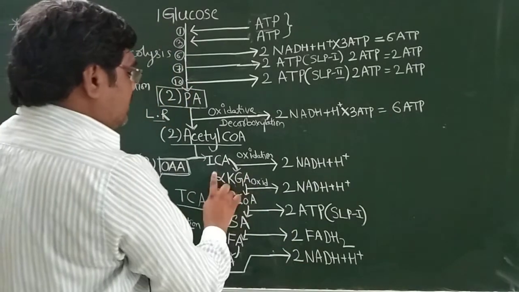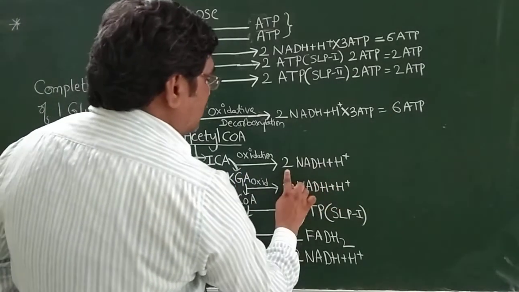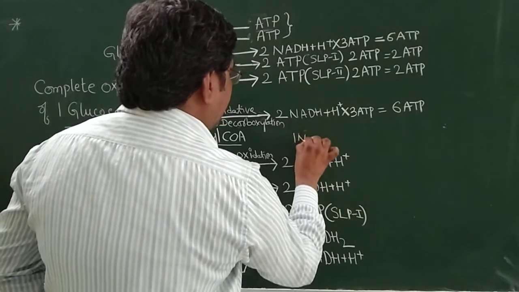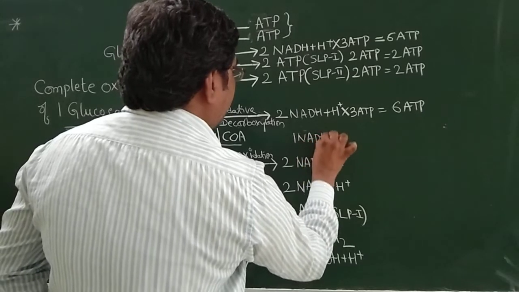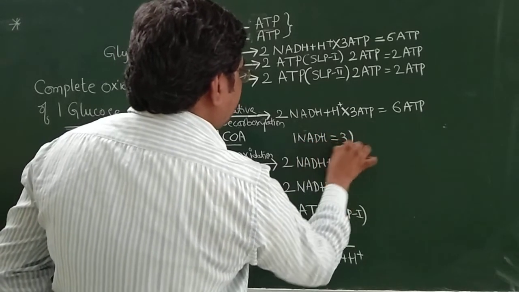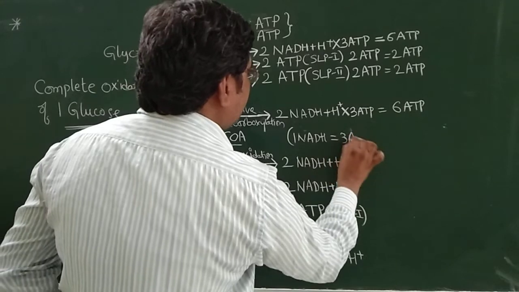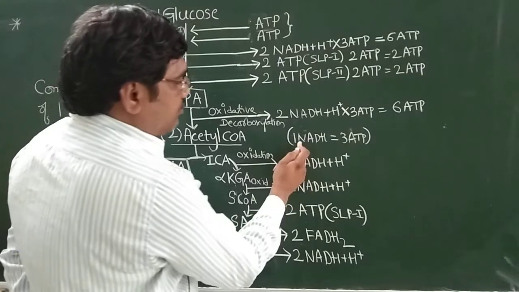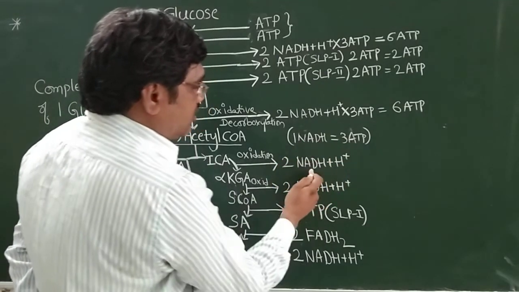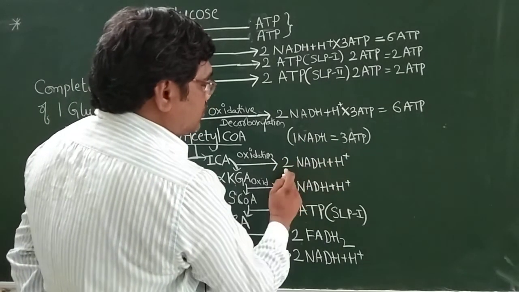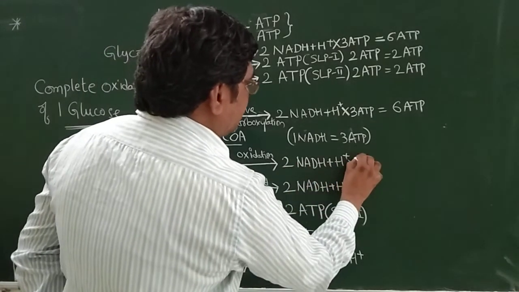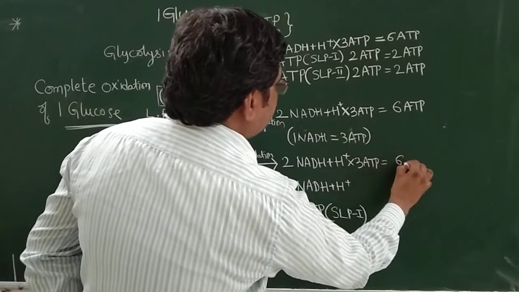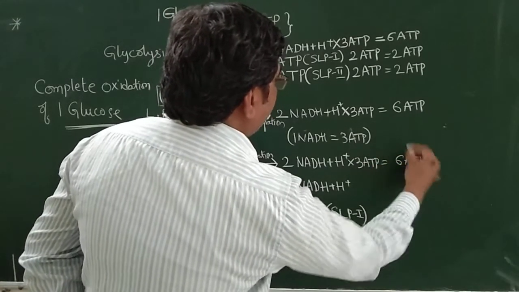So next, during the Krebs cycle, here also 2 NADH2 are produced. 1 NADH is equal to 3 ATPs, according to the NCERT textbook. Now, 1 NADH equal to 3 ATPs. Here how many NADH2 are produced? 2 molecules. Then 2 into 3 ATPs equal to 6 ATP molecules are produced.